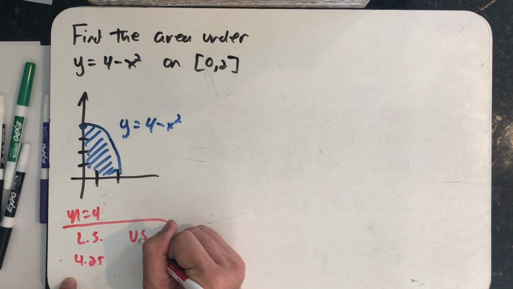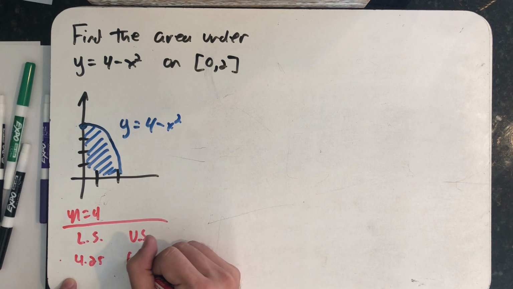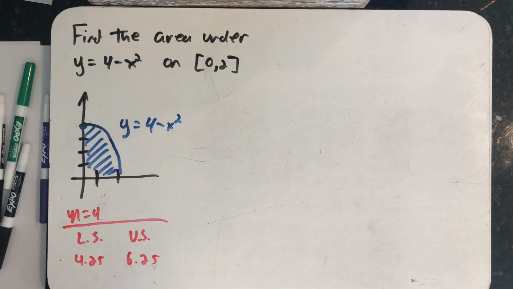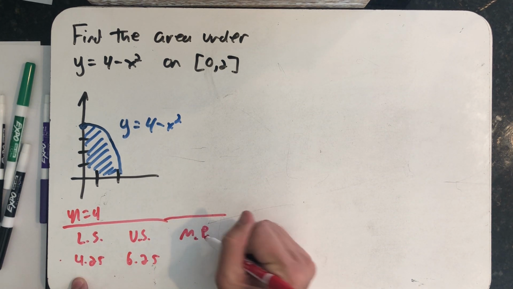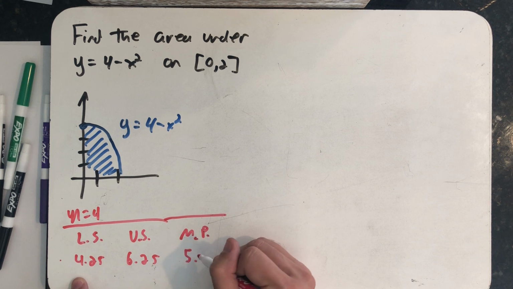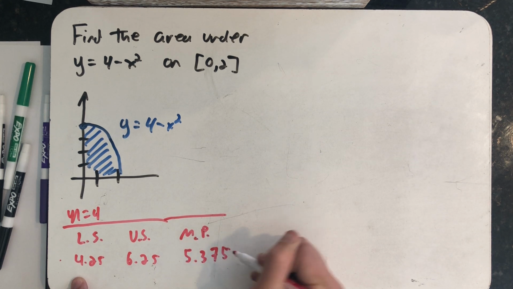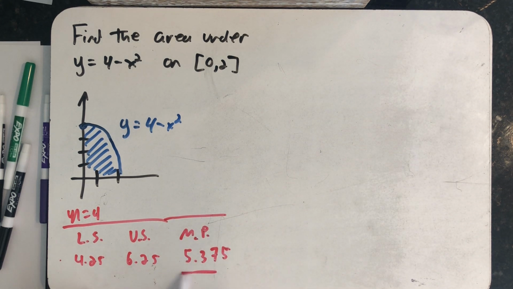We found an upper sum and approximated the area to be 6.25. So we took that to mean that the true area has to be between these two things. Also with n equal 4, we found a midpoint rule approximation and found it to be 5.375. And I told you that this was really close to the exact area. Well, in this video, I actually want to find that exact area.